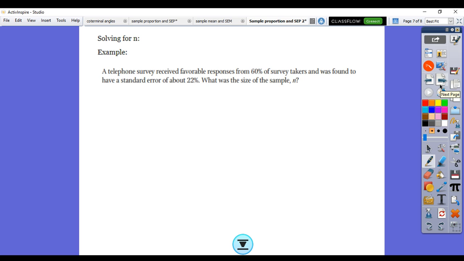Okay, the last part of this lesson is solving for n in that formula, the square root of p hat times 1 minus p hat over n, which equals the standard error of proportion. So if I need to find n, I need to know the p hat and the standard error. In this class, that's how we're going to do it.